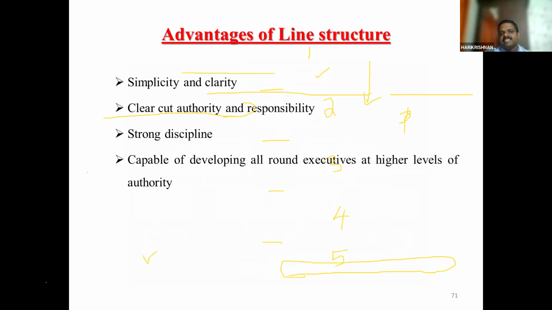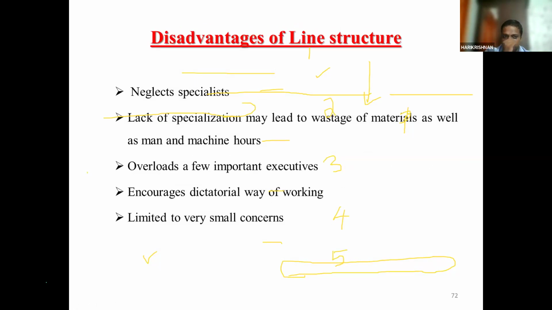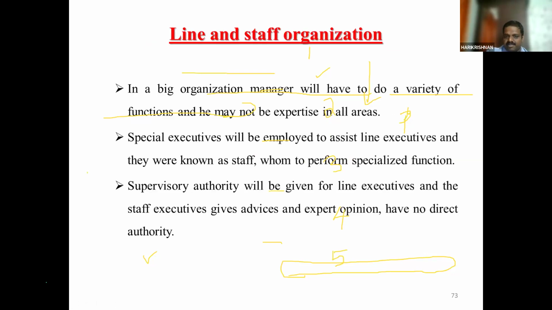So the advantages are simplicity and clarity, clear-cut authority and responsibility, strong discipline, and capability of developing all-round executives at higher levels of authority. Okay. The disadvantages are neglect of specialists, lack of specialization which may lead to wastage of materials, overload for all the groups, encouraging a dictatorial way of working, and being limited to very small concerns. That is what. Next comes line and staff organization.